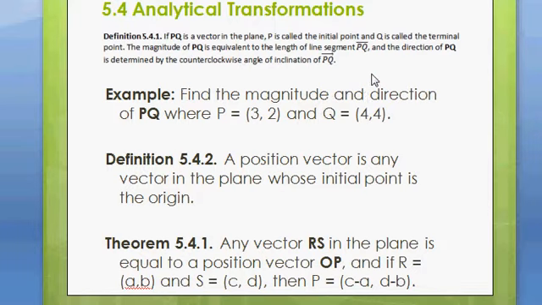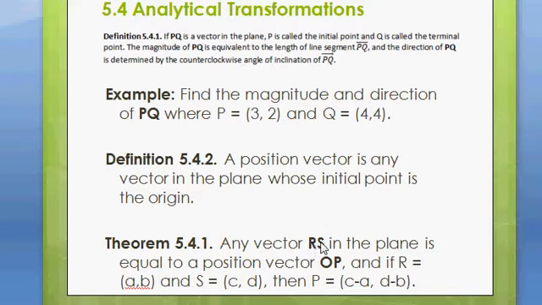To work with vectors, since they can be anywhere in the plane, it's usually a lot easier to talk about their position vectors. A position vector is a vector that has its initial point at the origin. For any vector in the plane, all we have to do is subtract the x and y coordinates to find a position vector. It's very easy. So if it's SR, and again the direction matters, it would have the opposite signs.